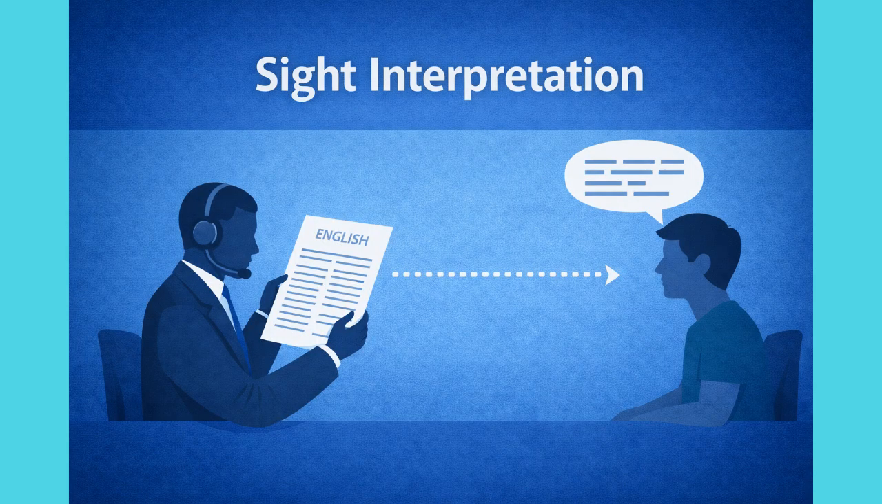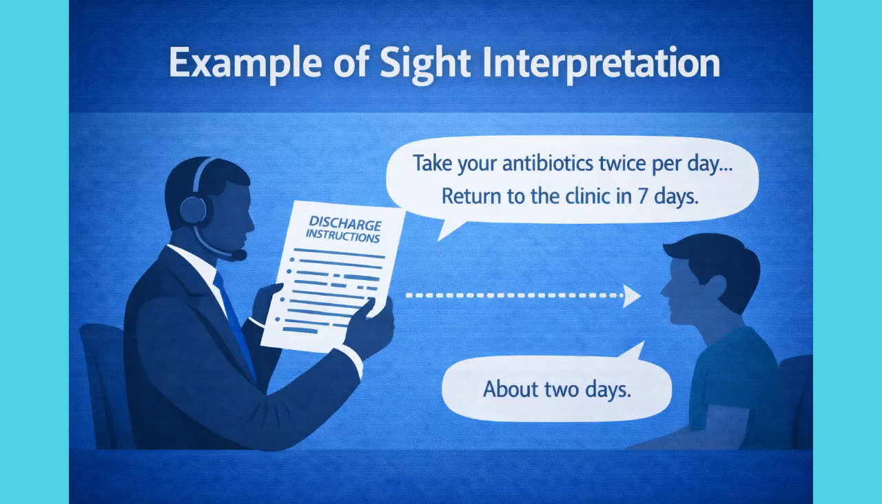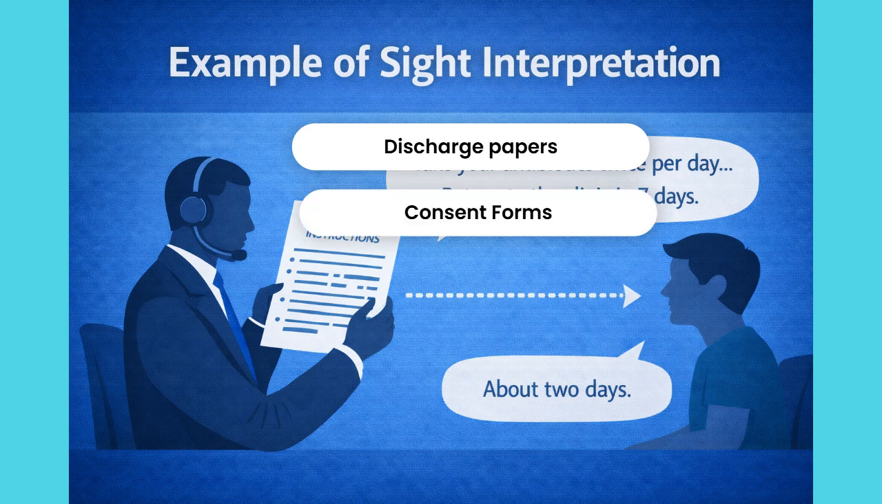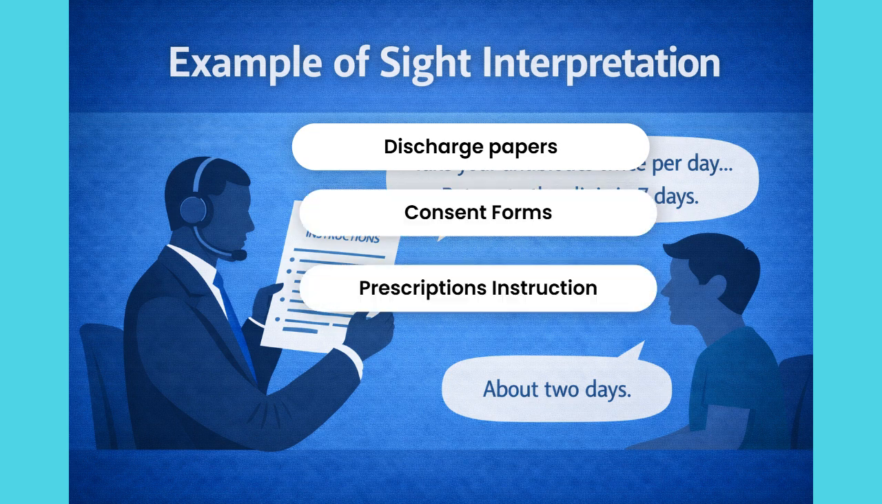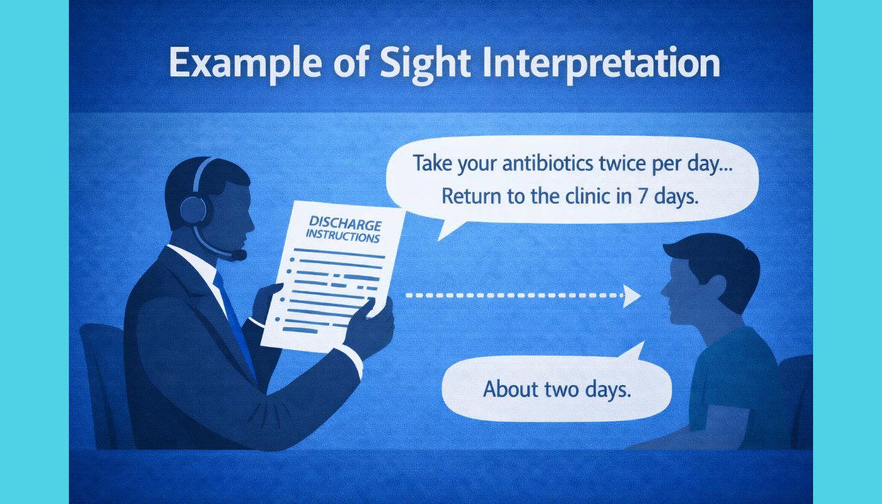What is sight interpretation? Sight interpretation is different. Here, the interpreter reads a written document and translates it orally in real time. You are reading and speaking at the same time. Example: discharge papers, consent forms, prescription instructions, lab reports. The interpreter looks at the written document in English and explains it verbally in the patient's language.